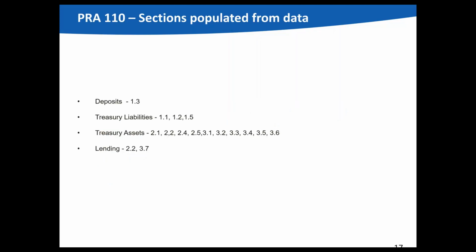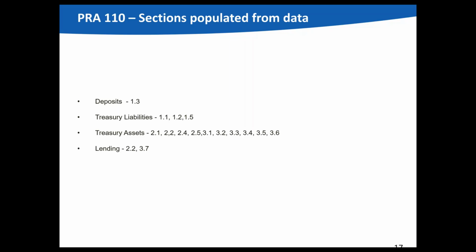In terms of another cut of that information, as far as the PRA 110 is concerned, the deposit or savings data is really concerned with section 1.3. The treasury data has a lot more sections, although probably less data elements, and the lending is a couple of sections, both inflows and counterbalancing capacity.